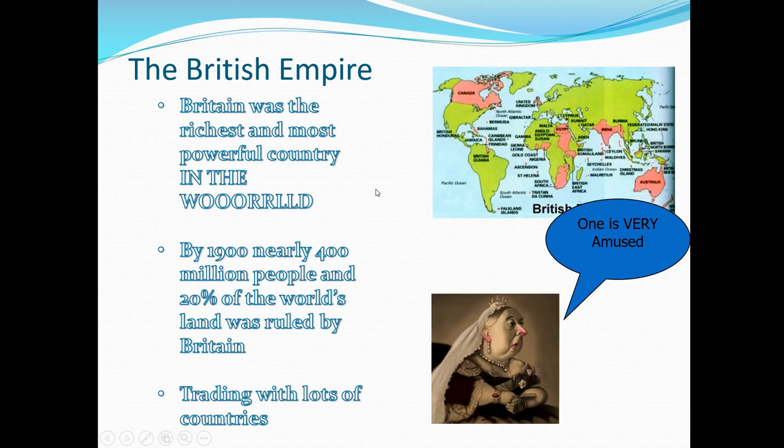Because the Industrial Revolution had really started in Britain, this meant that Britain was able to get a step ahead and make lots and lots of money, trade with lots and lots of different countries. And so it was probably one of, if not the richest country in the world at this point as well.